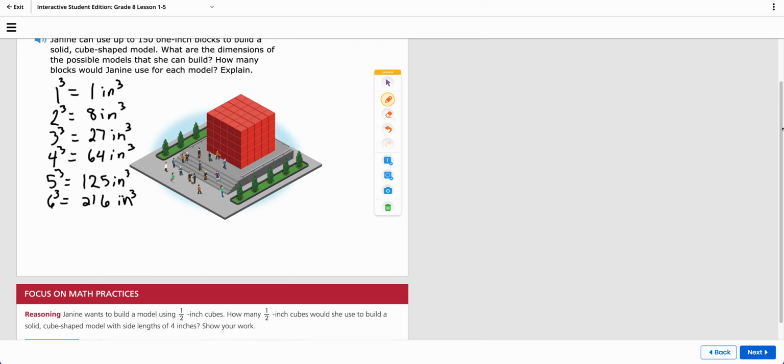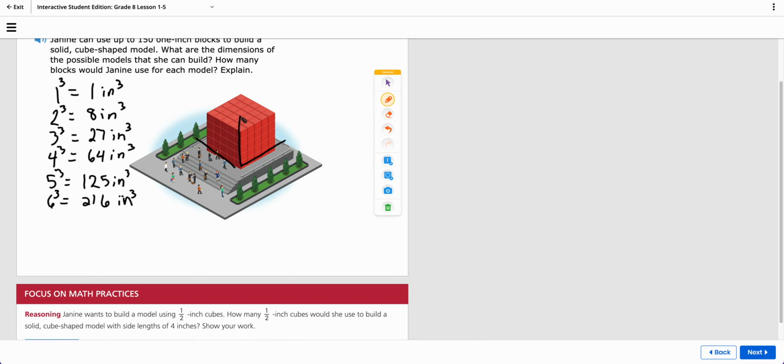Let's break it down. It's 1-inch blocks, so 5 blocks make 5 inches. But if they were 1/2-inch blocks, it would take 8 of them to make 4 inches, right? So if she uses 8 going this way, 8 going this way, and 8 going this way.